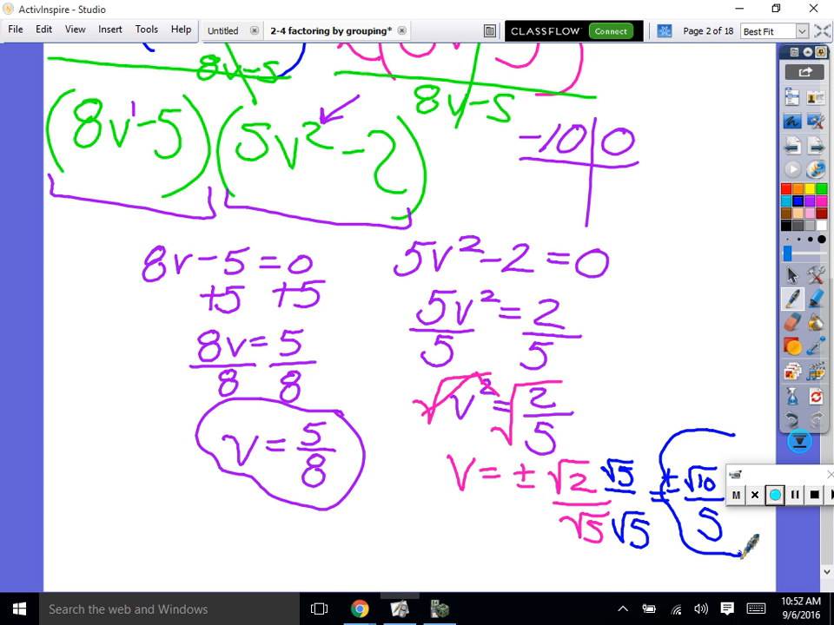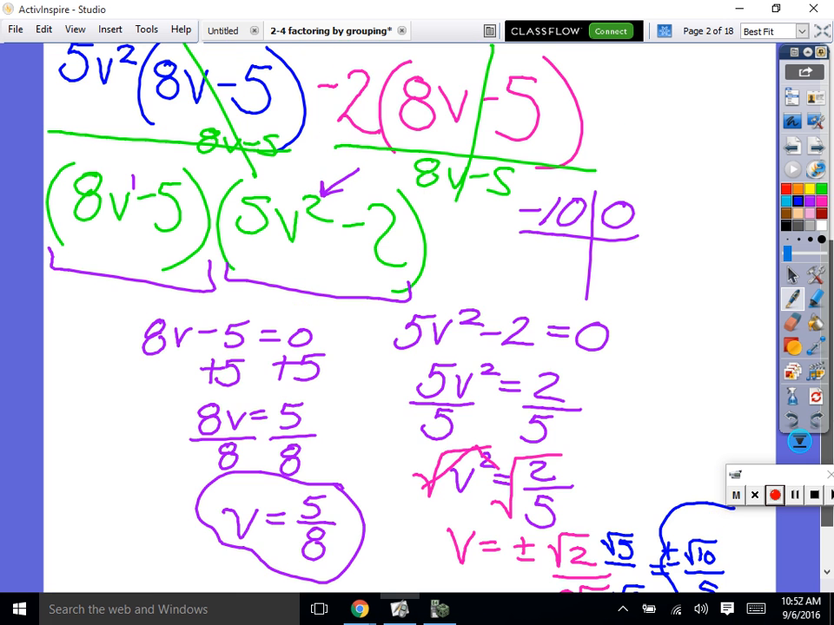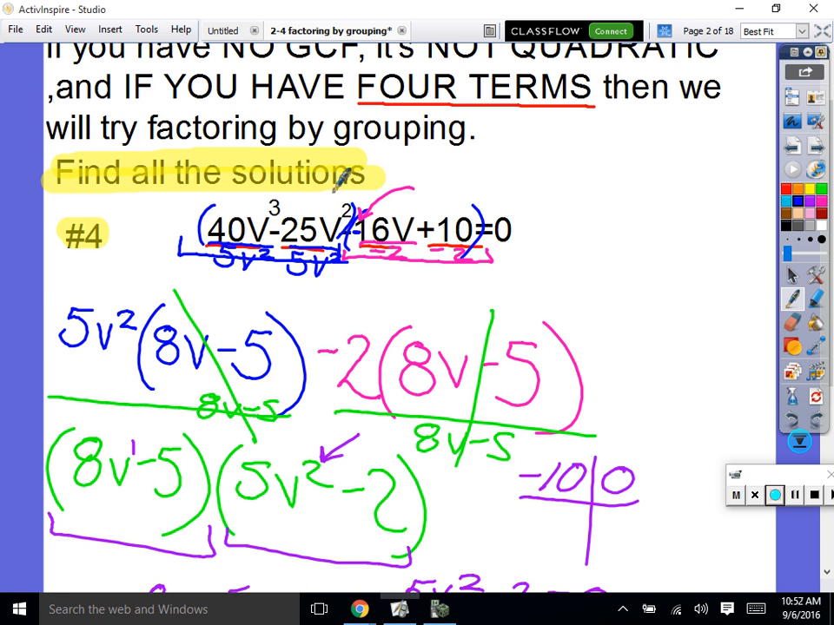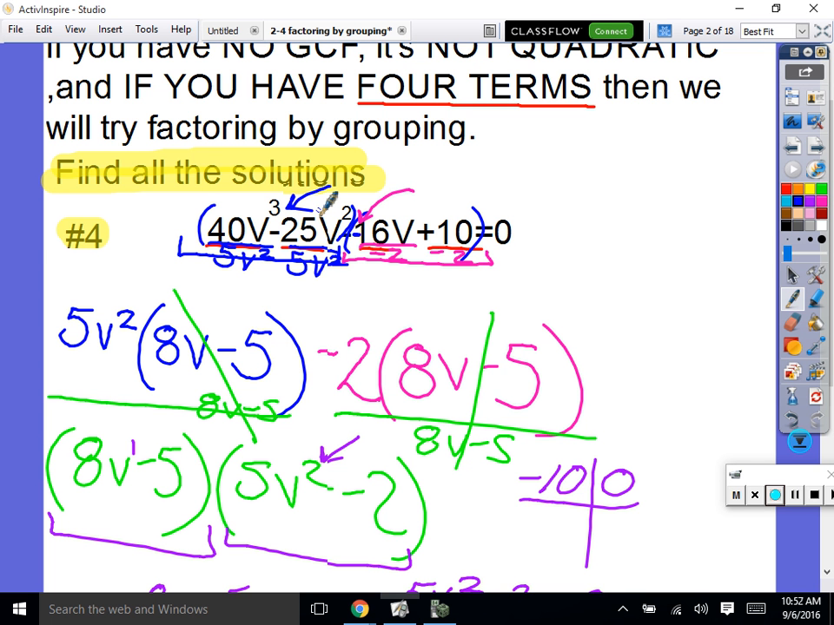1, 2, 3. Yep. Now look back up at your original problem. Sorry. If I can scroll back up there. Wasn't it degree 3 the highest degree? Yeah. Then you should have 3 solutions. Questions?